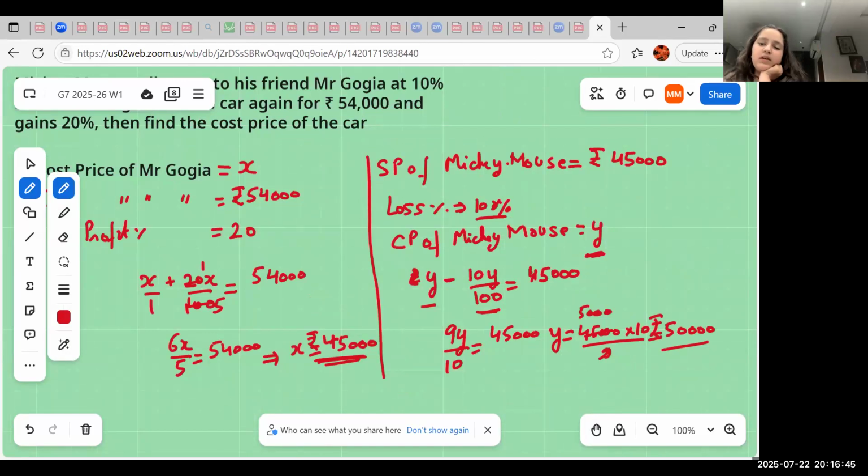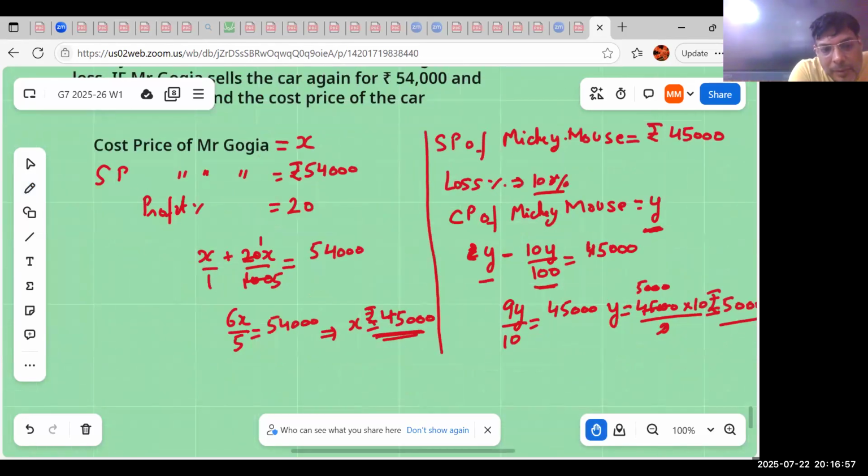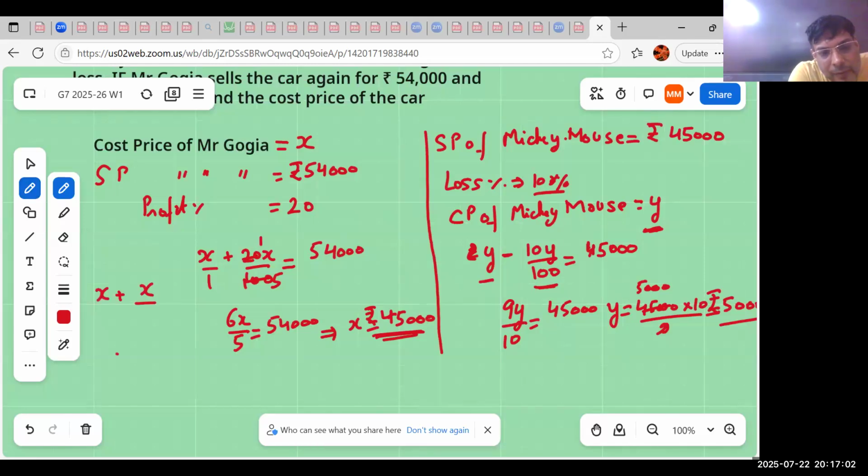Sir, what did you do after the second step, like x by 1 plus 20 by 100? After that, son, this becomes x by 1, I have told you this many times. This will be x plus x by 5. So LCM will be 5. This will become 5x by 5. That will become 6x by 5. You should cross multiply. 5 into x plus 1 into x is 6x. 6x upon 5 is 54,000.